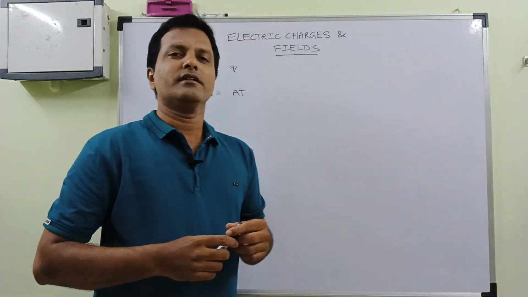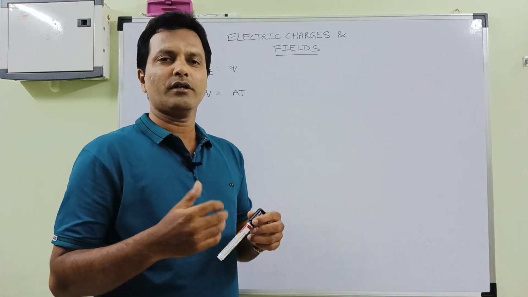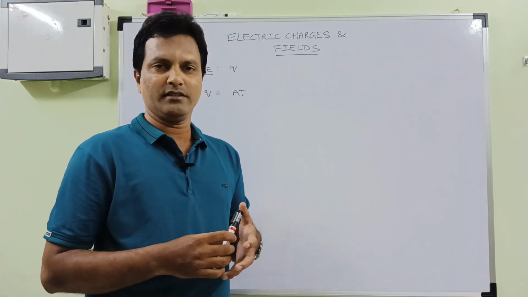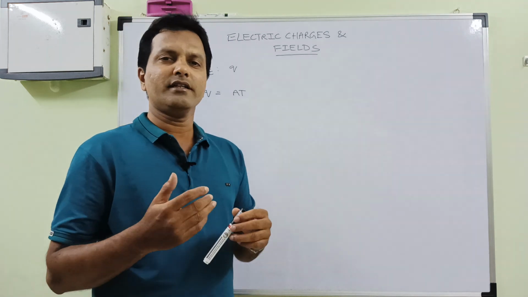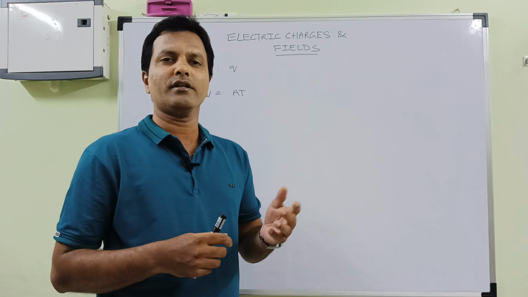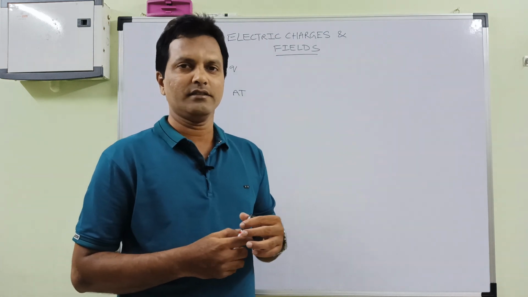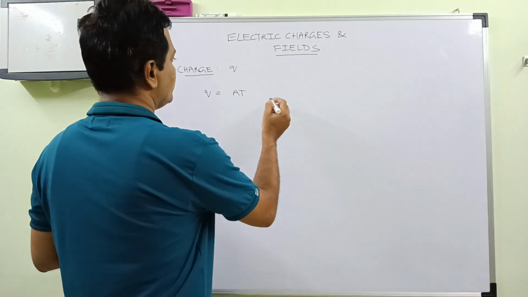If there is an excess of electrons, the body is negatively charged. If there is a deficiency of electrons, the body is positively charged. Now, what is the unit of charge?